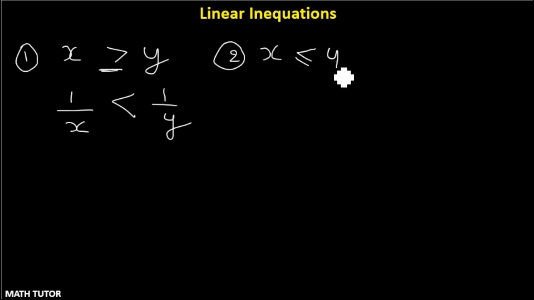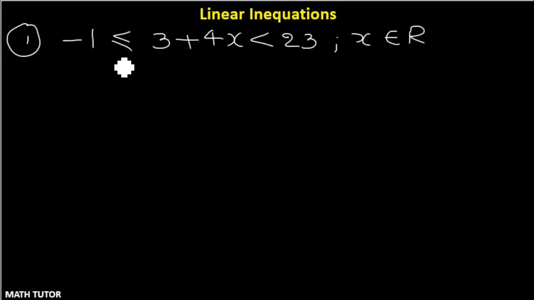What happens for this equation? x less than or equal to y. Again, I am taking 1 by x and 1 by y. So, this symbol will get reversed. Now we understood the various rules. We can further go into the linear equations and solve some more problems.